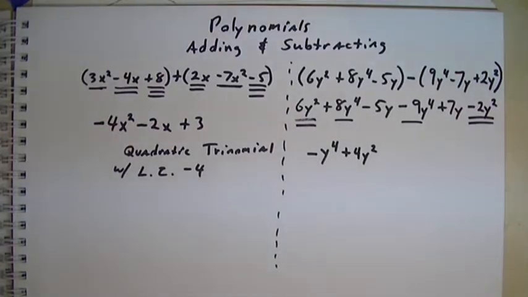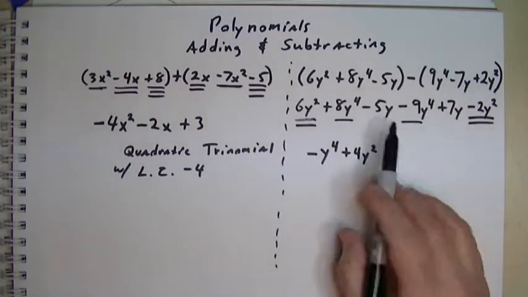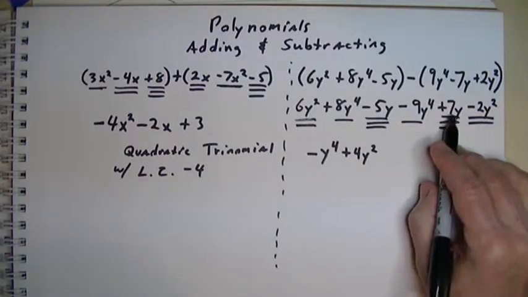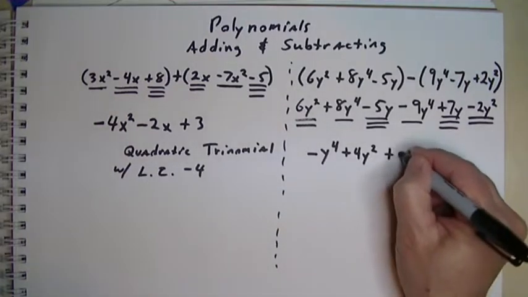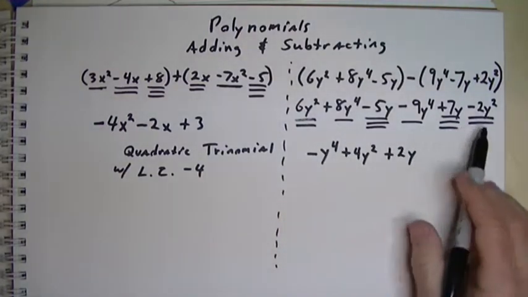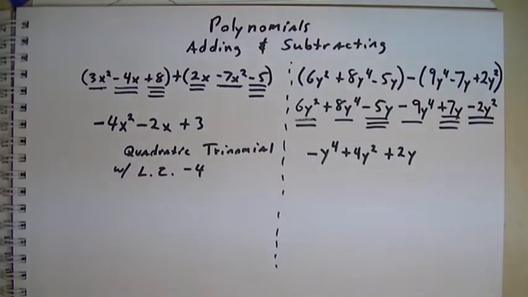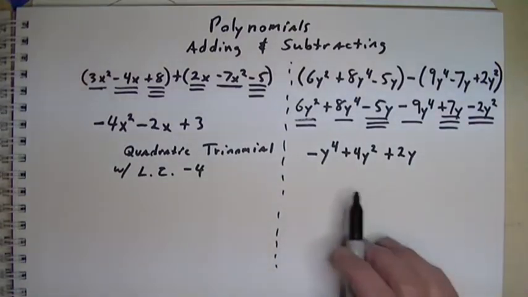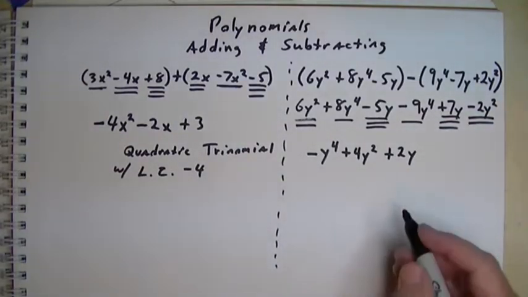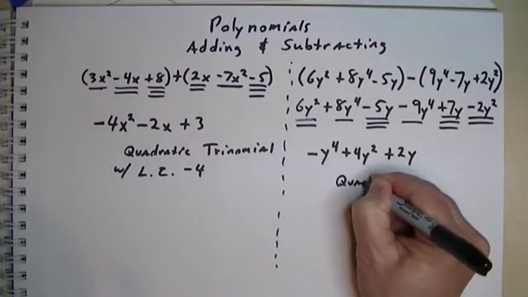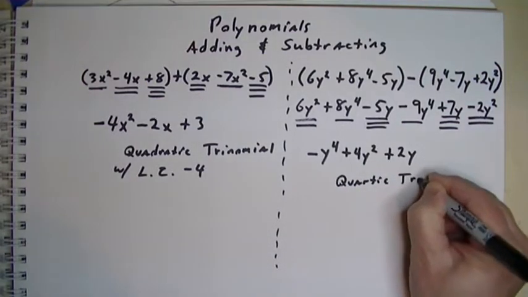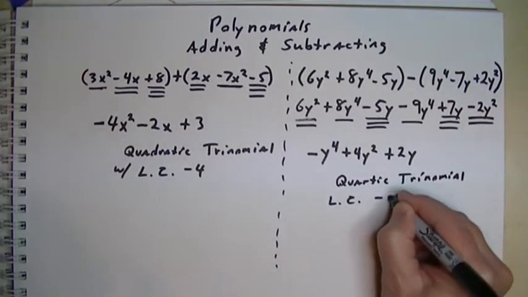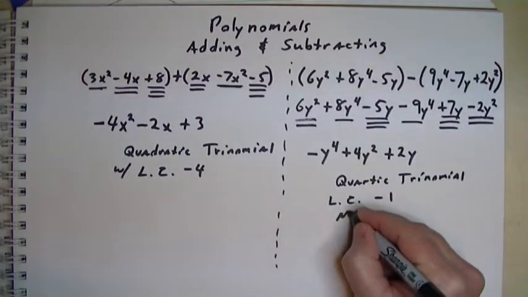All well and good. Linear terms. I got a linear term here, negative 5y, and a linear term here, positive 7y, leaves me with a positive 2y. And that takes care of everything. I don't have any constant terms in these particular polynomials, so nothing there. So what I have here is a quartic trinomial with a leading coefficient of negative 1 and no constant term.